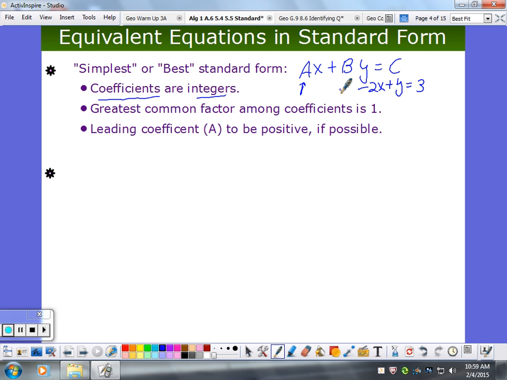So how do I fix that? I want the leading coefficient to be positive. What should I do, Ryan? Multiply everything through by -1. And what happens when you do that? Every sign flips. Okay? So these are my rules.